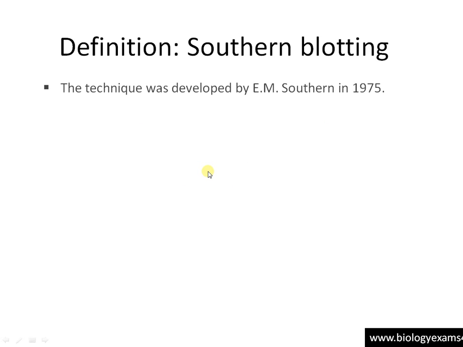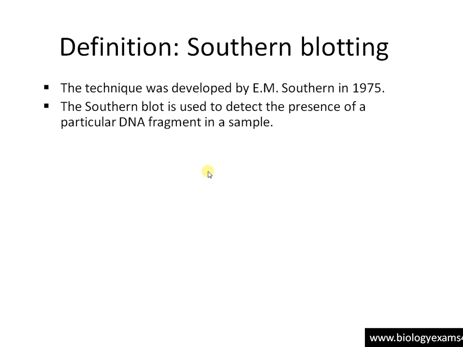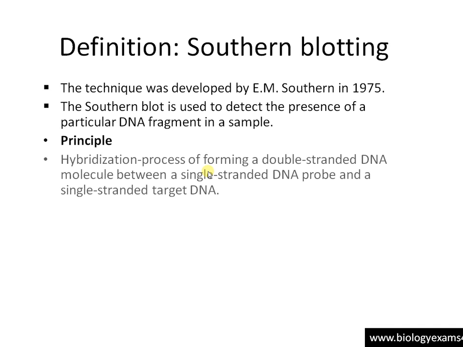So we'll be looking into some aspects of southern blotting. The technique was developed by E.M. Southern in 1975. It's a technique used to detect the presence of a particular DNA fragment in a sample. The principle of this technique is hybridization. We are using a radio-labeled or any labeled probe in order to find the target DNA. This probe can bind to the specific DNA target and form hydrogen bonds so that we could easily recognize it as it is labeled.